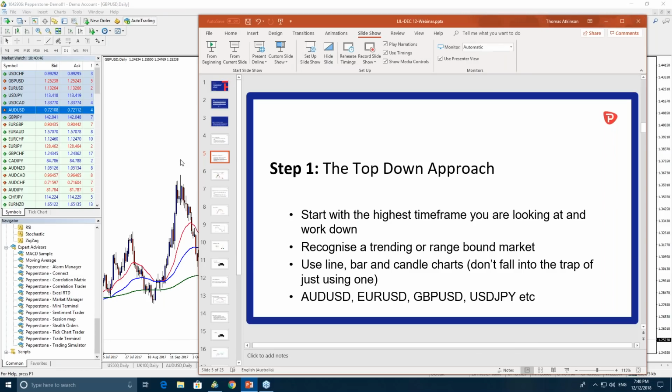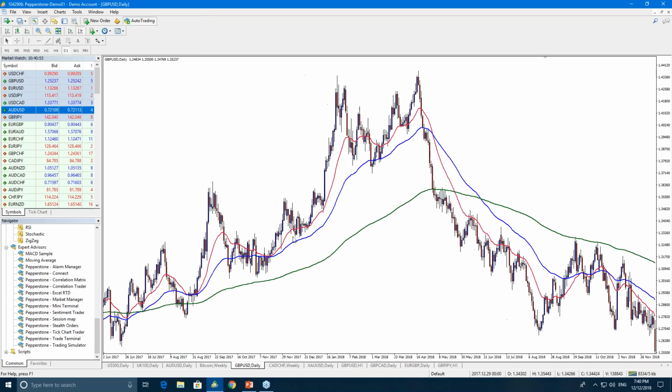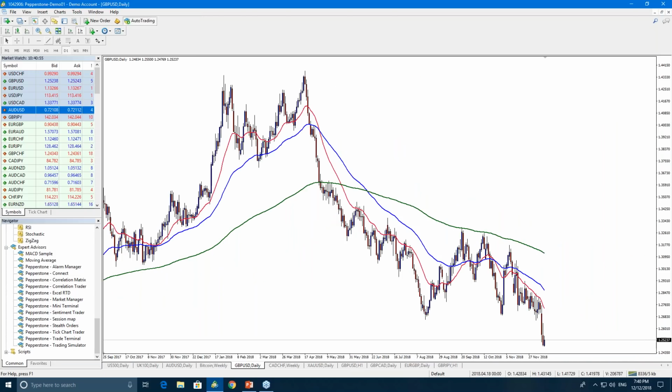So I think we'll jump into the charts just quickly, and we'll talk about moving averages in just a few minutes. But what I want to do is just show this pound US dollar chart. And the reason I want to show this is I've got 3 EMAs on here. So I've got 3 moving averages on this chart. I've got the red one, which is a 21. I've got the blue one, which is a 55. And then I've got this green one, which is a 200.